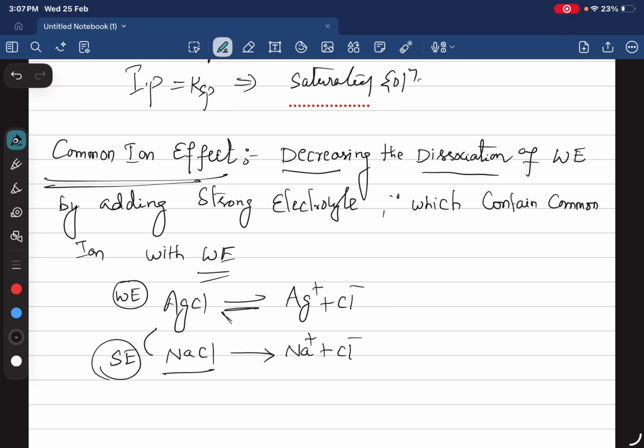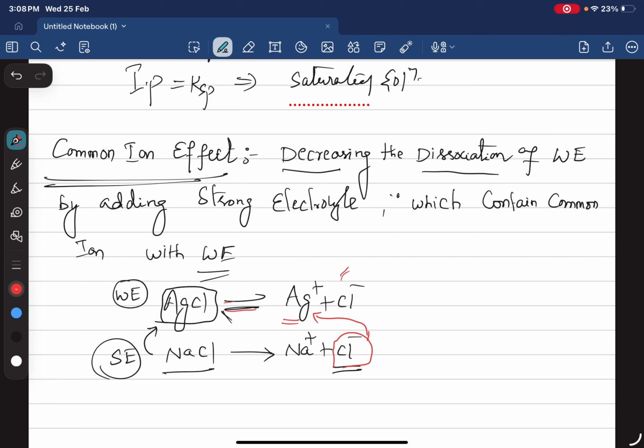So when we add a strong electrolyte to a weak electrolyte, the dissociation of the weak electrolyte, AgCl, decreases due to the strong electrolyte ion. What is it? In both cases Cl- is released. That Cl- ion increases in the solution mixture and easily combines with Ag+ to form AgCl. What does it mean? According to Le Chatelier principle, if product concentration increases, the backward reaction is favorable, so AgCl is stable in molecular form. So the formation of AgCl keeps increasing. That is indirectly telling us that the dissociation of AgCl, the weak electrolyte, is decreasing. That is nothing but common ion effect.